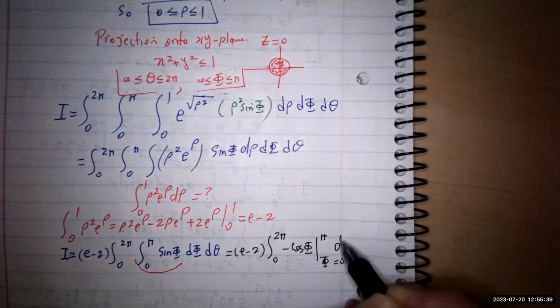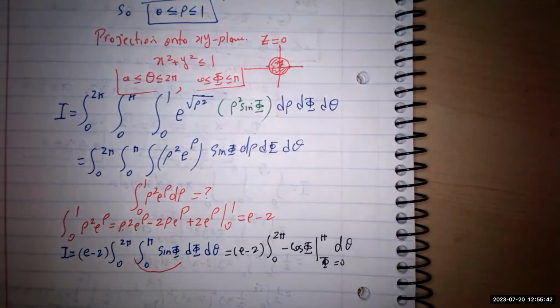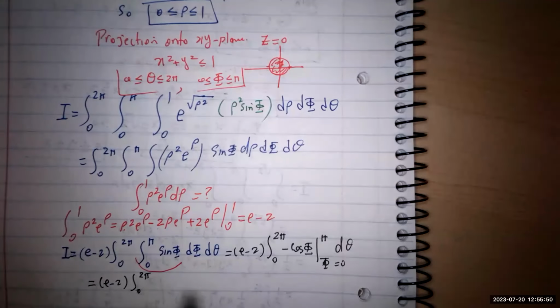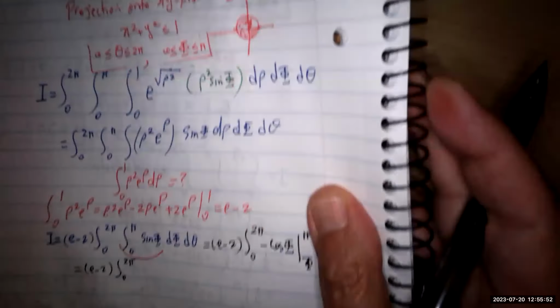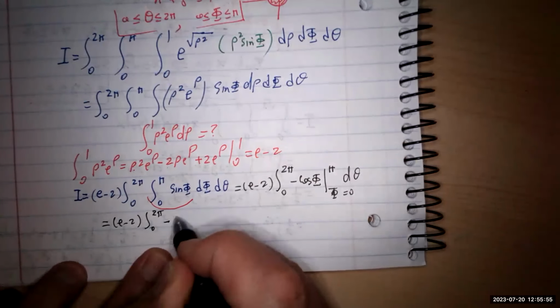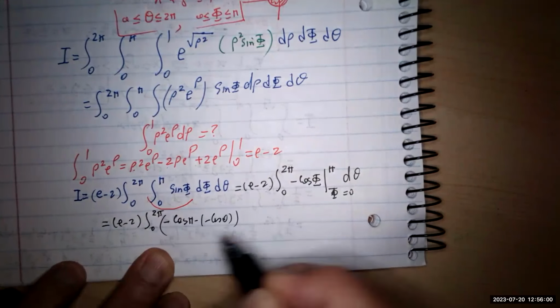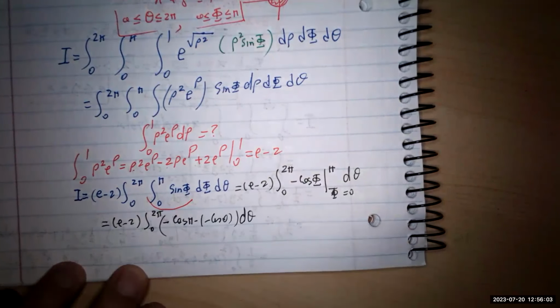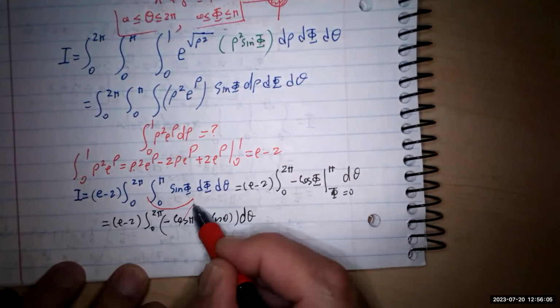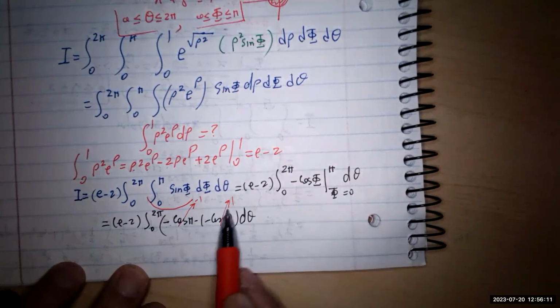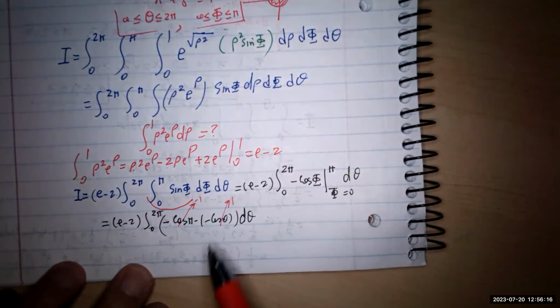Then we come back and we do the d theta. This would be e minus 2 integral from 0 to 2 pi. If you substitute quickly, you will see that this is going to be negative cosine of pi minus negative cosine of 0, then the d theta. So this is the pi and negative 1, and this is 1. So that gives you negative, negative, positive, so that gives you 2. Okay, so all of them would be 2.